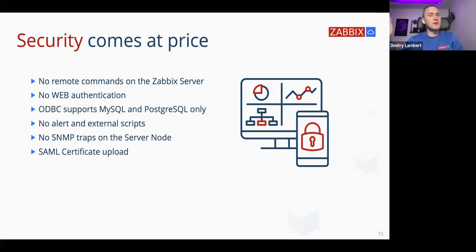You can still run it on a proxy, on a monitored host without a problem, but not on the server. No web authentication for the Zabbix frontend. You can use internal authentication, you can use LDAP, you can use SSO. For SAML, SAML is supported, but right now the functionality to upload the certificates in the front end is missing. That is going to come also very soon.